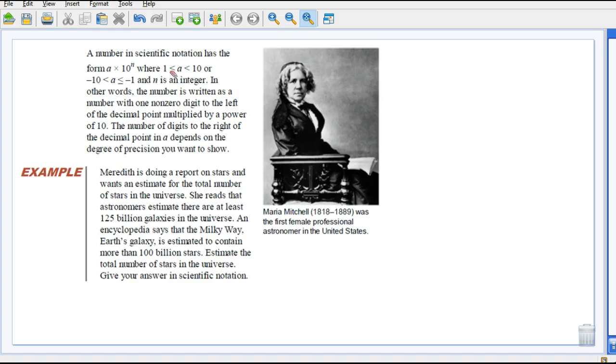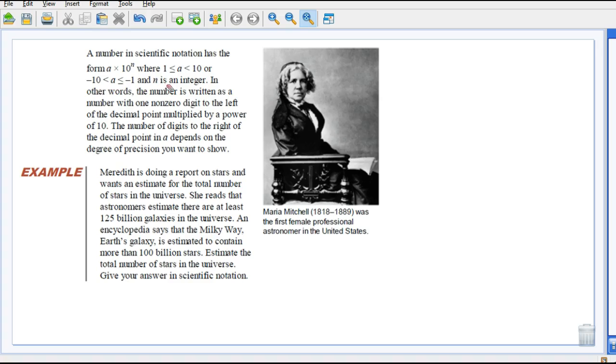Okay? But that first number a has to be in between 1 and 10. It can be 1, but it cannot be 10. Or it can be from negative 10 to negative 1, including negative 1. Alright? So it's not going to be a number that's larger than 10 or farther away from 0 than 10 or closer than 1. Alright, so if it ever happens to be that way, just move the decimal point until it's in this range right here.